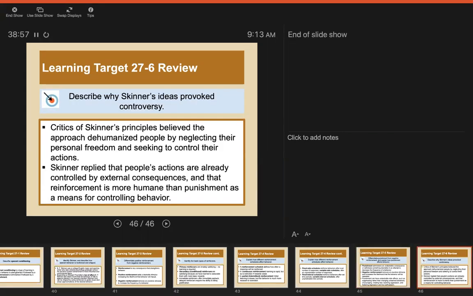So why were Skinner's ideas controversial? Well, they thought it took away the idea that people had any free will. Skinner's critics believe that the approach dehumanized people by neglecting their personal freedom and seeking to control their actions. Skinner's rebuttal was that people's actions are controlled by external consequences and that reinforcement is more humane than punishment as a means for controlling behavior.